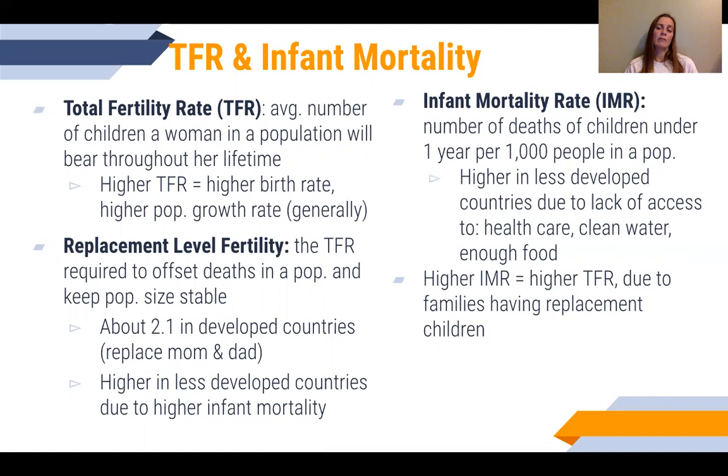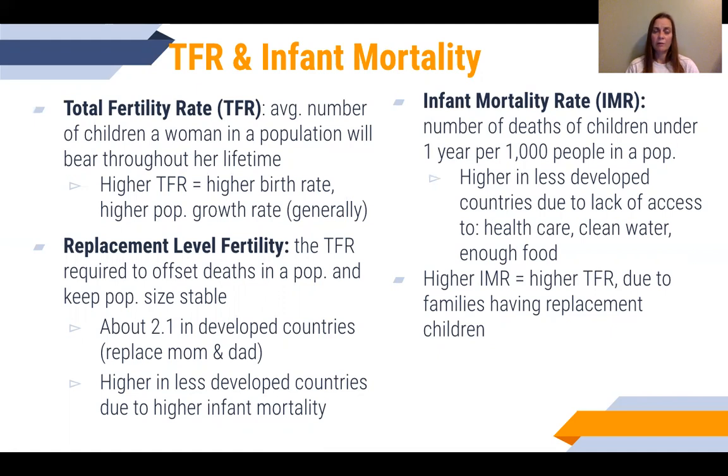we're also going to talk about infant mortality, or what we call infant mortality rate. When we talk about infant mortality rate, we are talking about the number of deaths of children under the age of 1 per 1,000 people in a population. We also talk about child mortality rate, and that's the number of deaths of children under the age of 5 per 1,000 people in a population. In less developed countries, this infant mortality rate tends to be significantly higher because of the lack of access to good, nutritious food, to clean water, to healthcare.